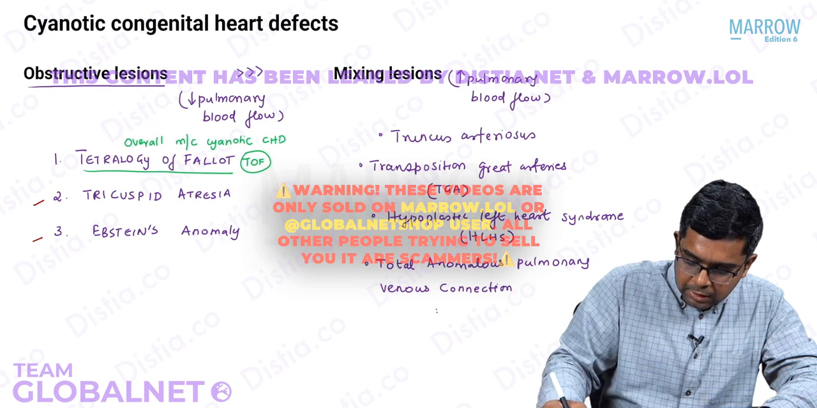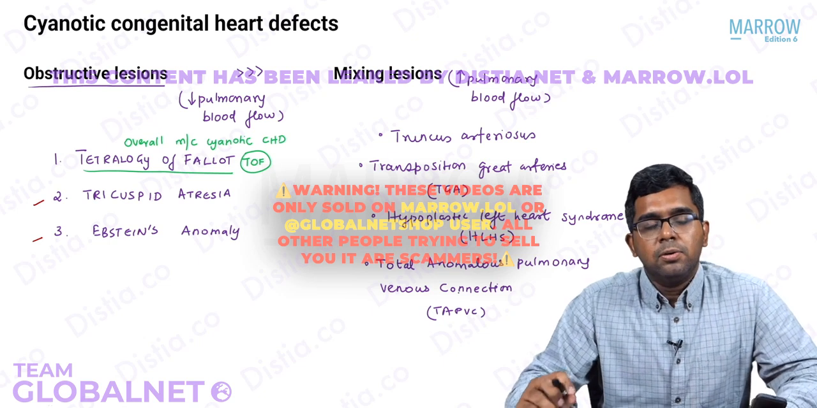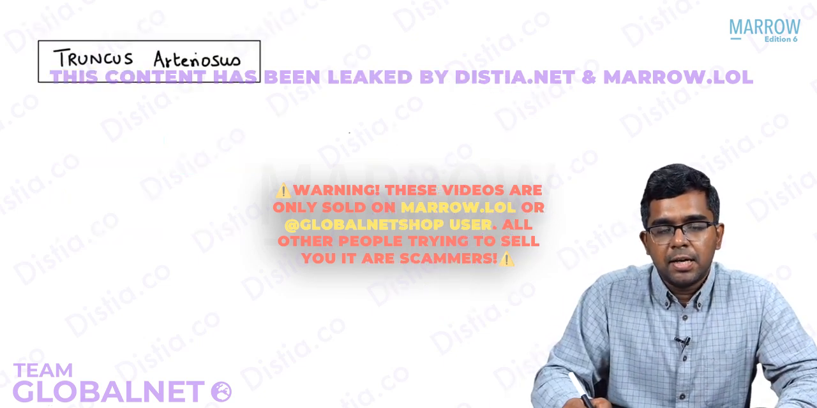That is what is TAPVC. Now let us look at these conditions in detail. The first condition is the truncus arteriosus.